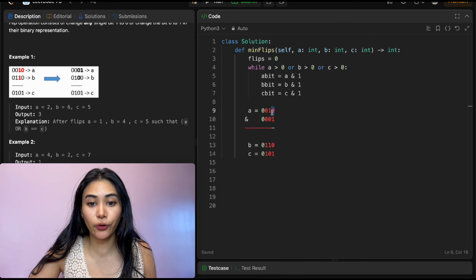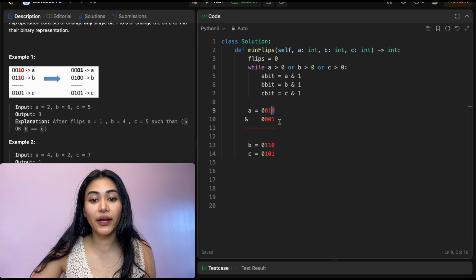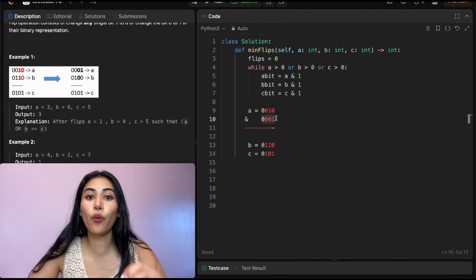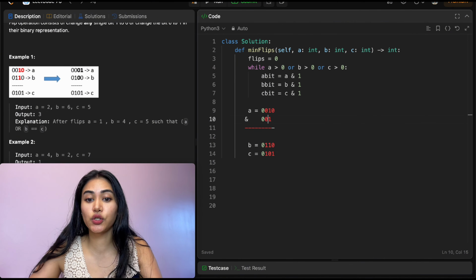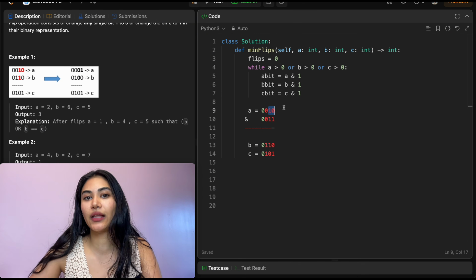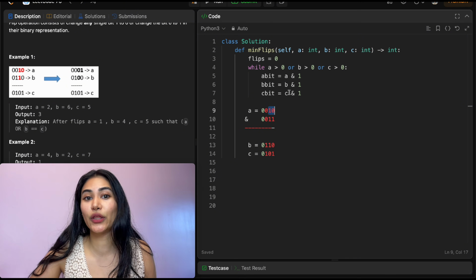If A is a 0, 0 ANDed with 1 is going to be 0. But if A is a 1, 1 ANDed with 1 is going to give us a 1. So we're going to get whatever we had in that last place. And if we wanted something in the last 2 places, we would simply AND it with 1 and 1 to get whatever we have in the last 2 bits. We're only interested in going bit by bit, which is why we're ANDing everything with 1.